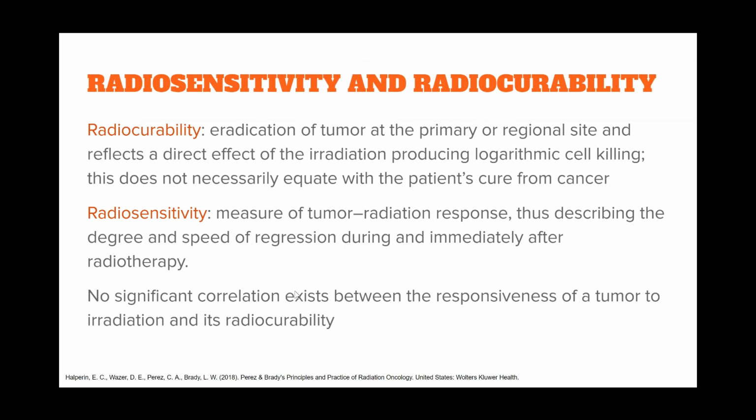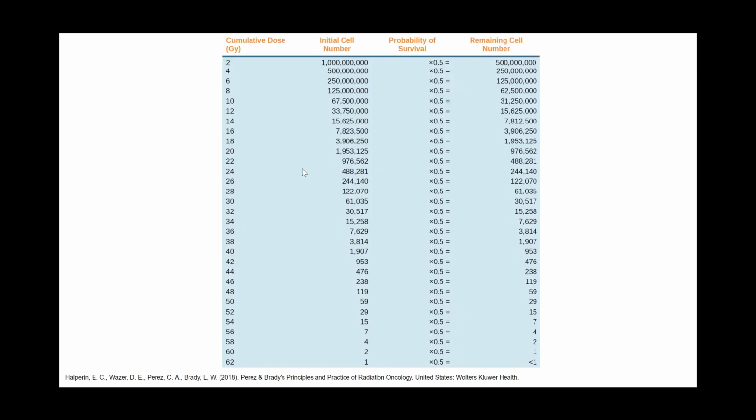There are two terms that I would like you to know: radiosensitivity and radiocurability. Radiocurability is the eradication of the tumor at the primary or regional site, while radiosensitivity is a measure of the tumor's radiation response, the degree and speed of regression during and immediately after radiotherapy. There is no correlation between the two. These are just terminologies that you should know.